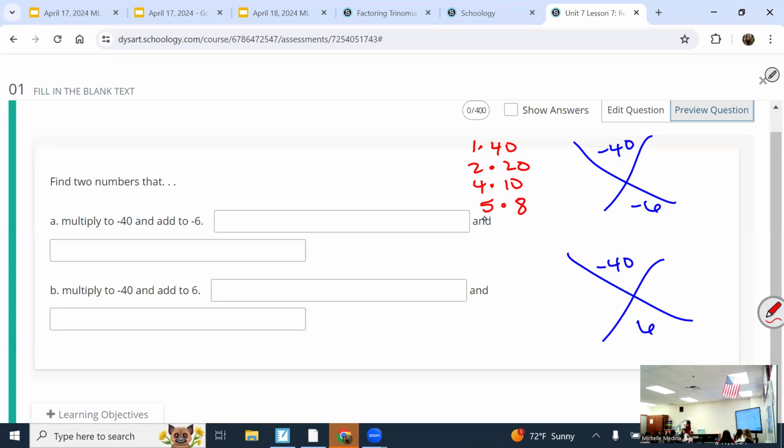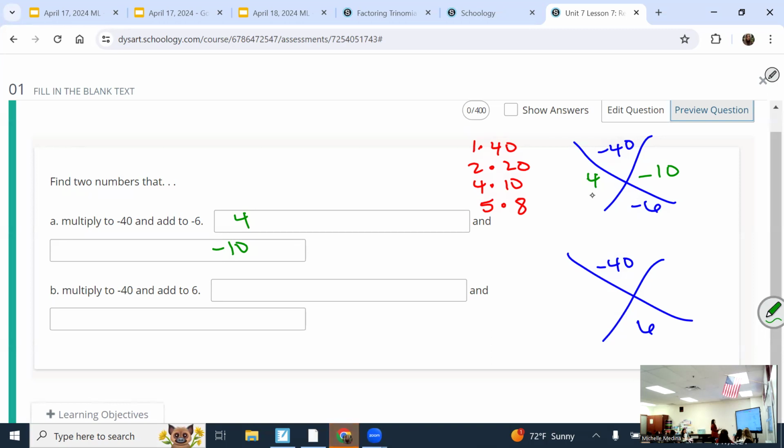Which of these could possibly give me a negative 6 when I add or subtract them? Four and 10. And which one would have to be negative? The 10. If it adds to a negative, then it has to go on the 10. I don't think the order matters for these, so I'll check to make sure that it doesn't matter the order. Sometimes they'll say list the smaller number first. But I'll go and check the key. 4 and negative 10 do that.